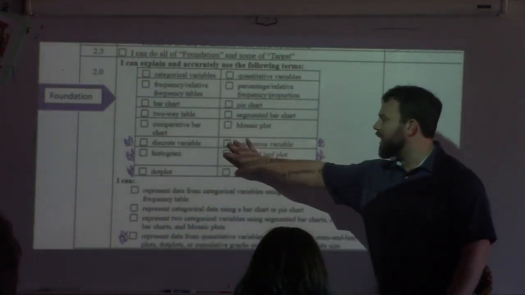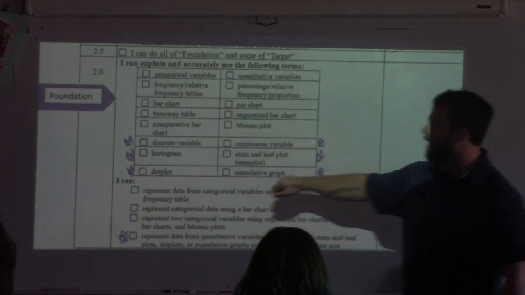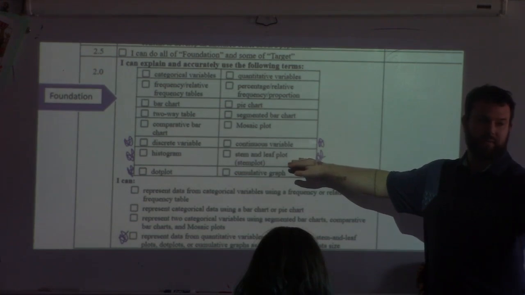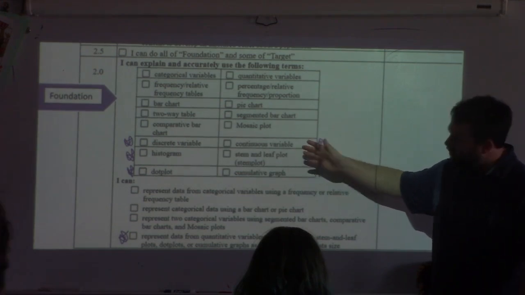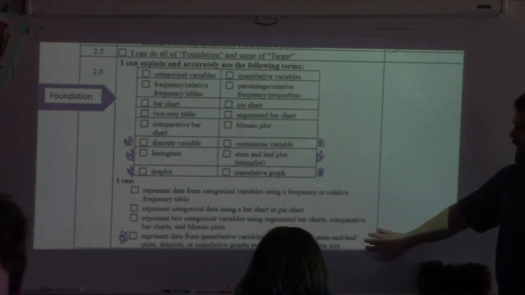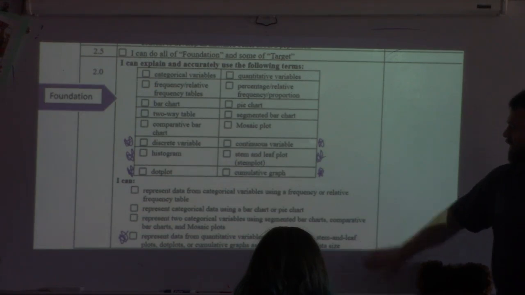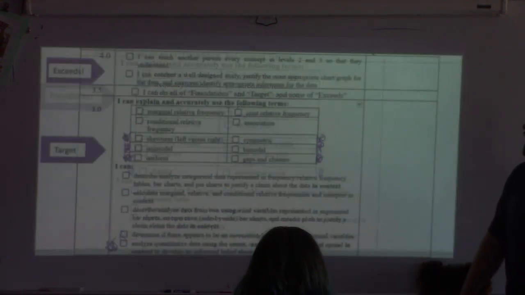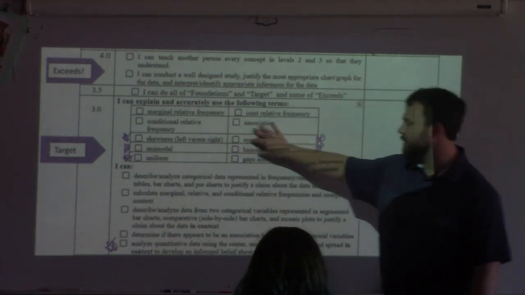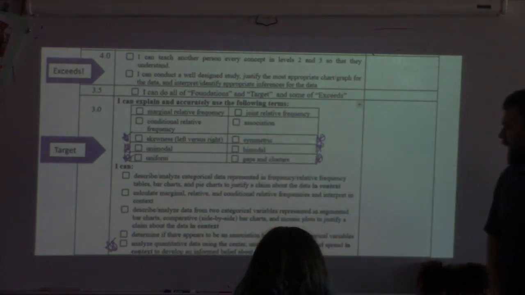So, we've got to know our types of variables. We are about to talk about histograms, dot plots, stem and leaf plots. Don't let me forget the comparative, the back-to-back plots. There are some benefits to them. And a cumulative graph. We're going to get into representing the data, that's the foundation, so that we can start talking about these target pieces of the types of graphs. We did pretty well with that from what I remember.